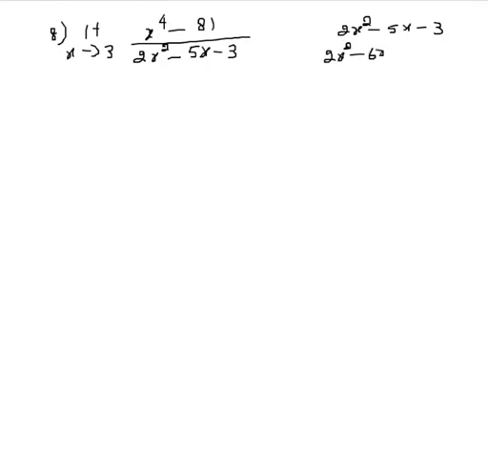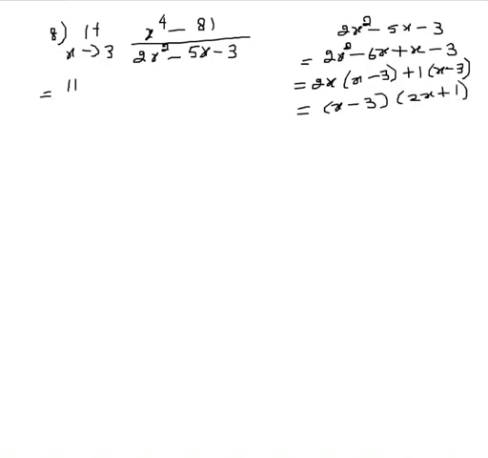So we will take it as minus 6x plus x and minus 3. Here 2x is common. We get x minus 3. Here 1 is common. Therefore, the factors are x minus 3 and 2x plus 1.